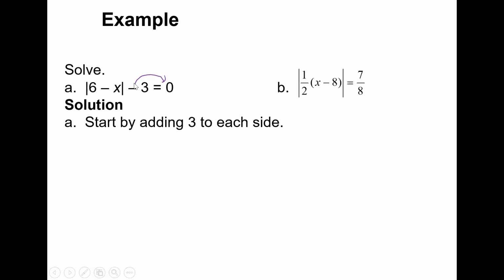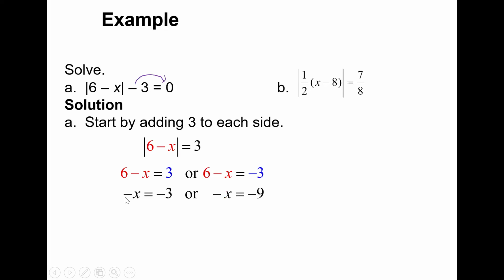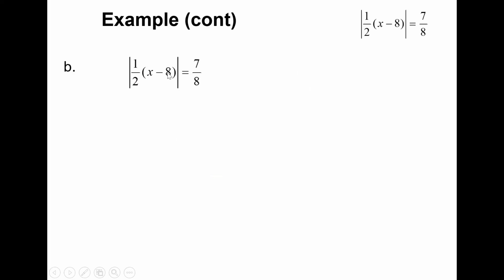So let's start on this one. We're going to start by adding 3 to each side. Now it's either plus or minus 3, and x is either 3 or 9. Okay, so that one's pretty simple. This one might be a little harder because we have to also multiply by 2 and then do our adding of 8. So again, first things first, drop the absolute value and have plus or minus. Boom, boom. That's the first thing.